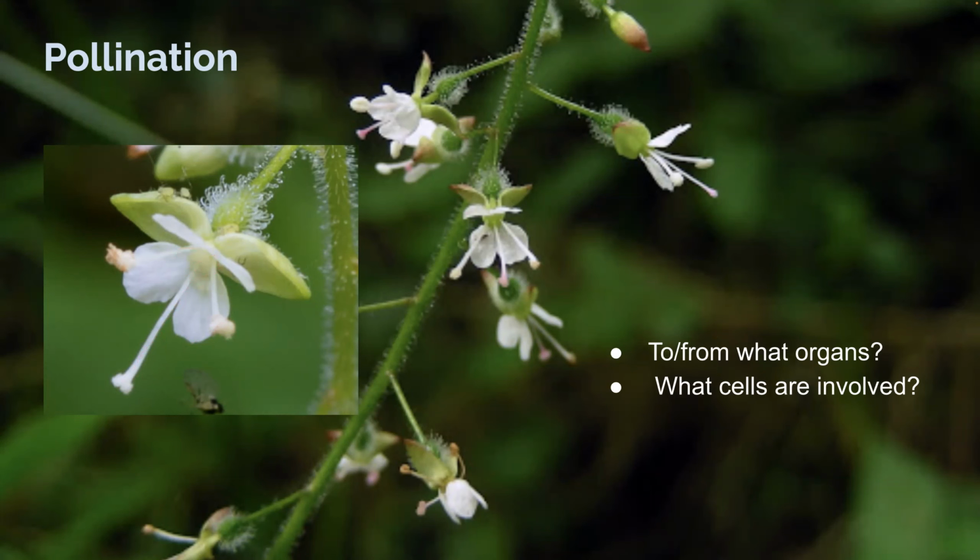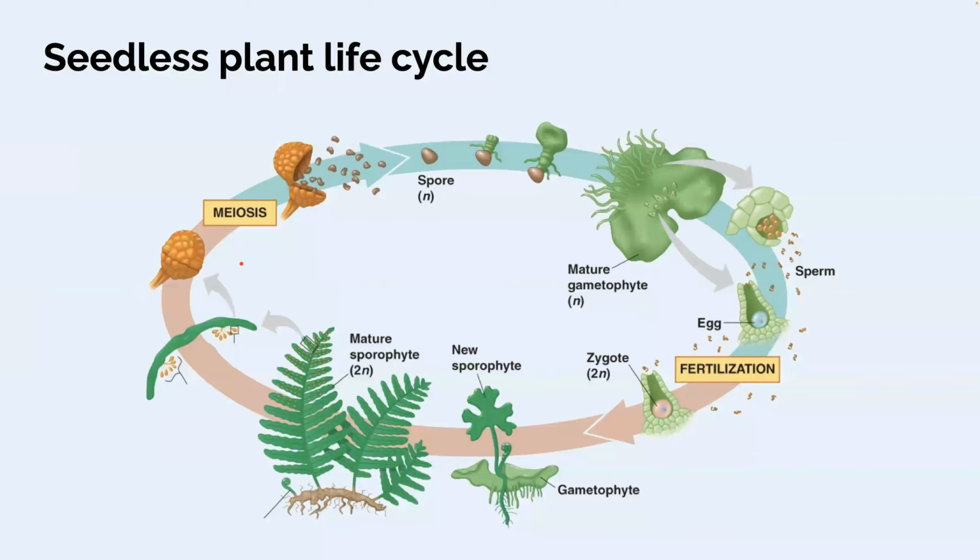So pollen grains, ovules, and then importantly for the female part of this, the structure called the style, which is, in a lot of plants, long tissue connecting the stigma here, the pollen receiving location, to the ovary where the ovules themselves are located.